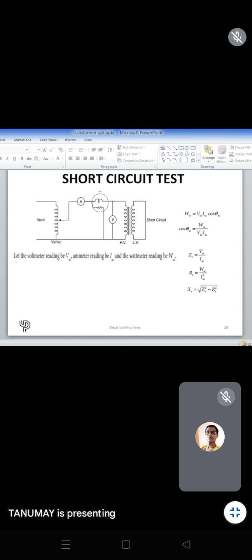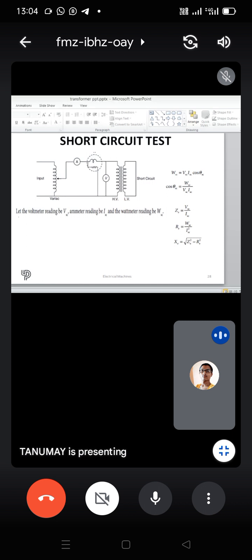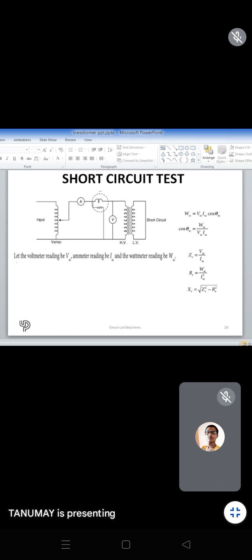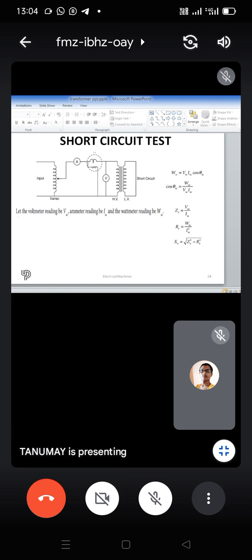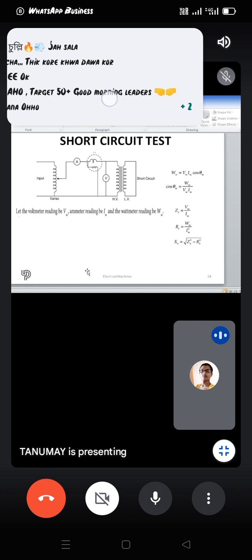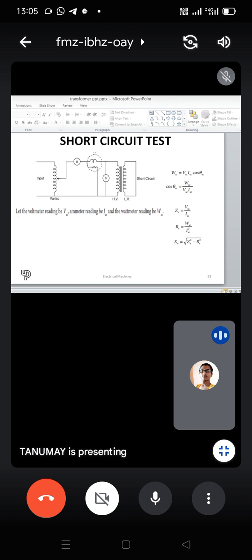Hello? Yes, sir. Okay. So this is one chapter, that is the single phase transformer. Clear? So I have completed single phase transformer today. Sir, please share these slides in the group because some were not visible in the middle of the class. Please share these slides.